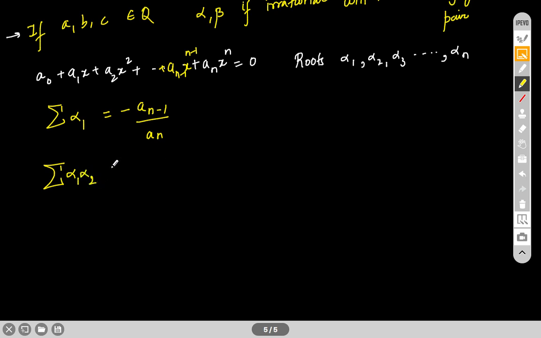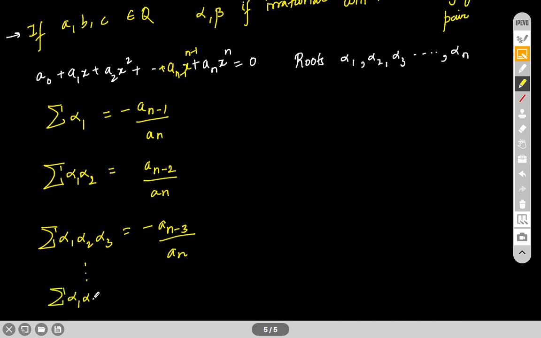Sum of product two at a time will be, and three at a time would be. Can you generalize this? If I take k at a time sum, it will be a n minus k by a n, with alternating signs, because it keeps going. This relation is called the Vieta's relation.